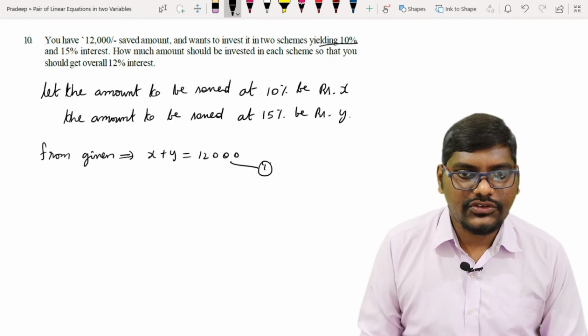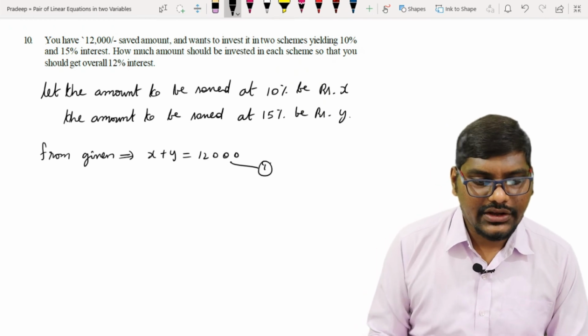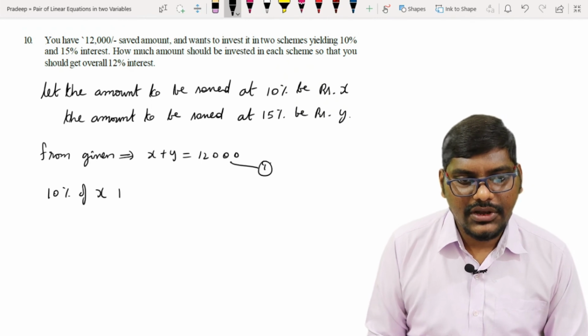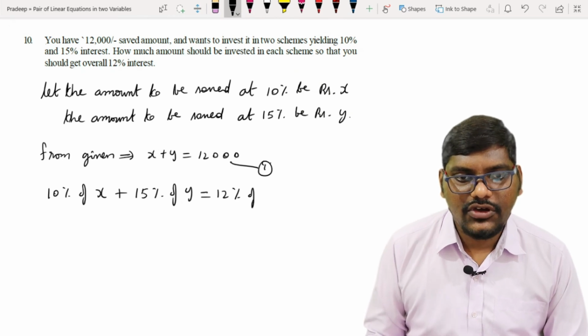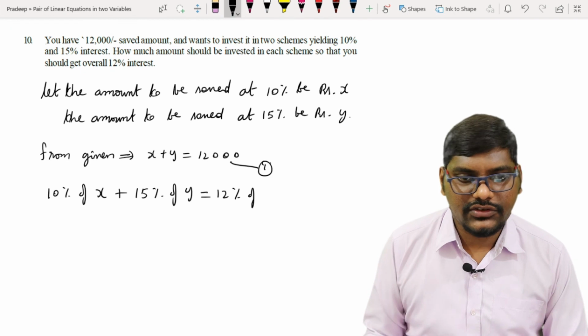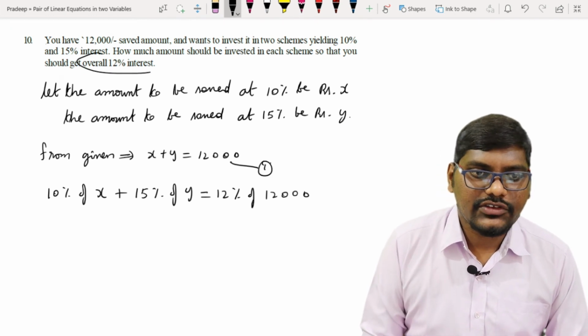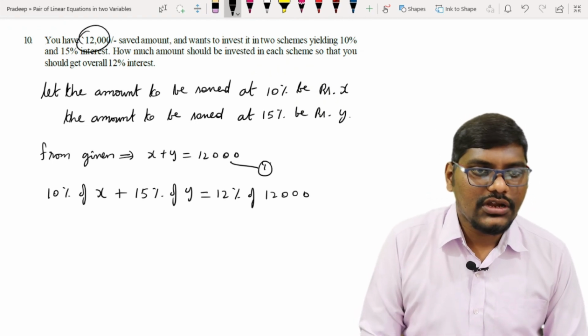10% we are spending in one of them, 15% in the second one, so I can write here 10% of x plus 15% of y. That is giving how much? 12% of the total, which is 12,000. Total it was giving 12%, so we should write 12% of the total amount 12,000.